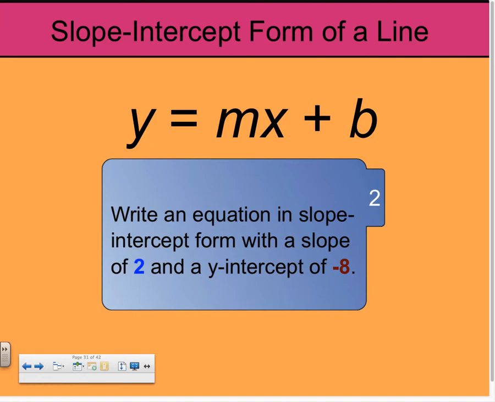It says write an equation in slope-intercept form, which is this. This is slope-intercept form. They're telling us the slope is 2 and the y-intercept is -8. Quickly come up with the equation when the slope is 2 and the y-intercept is -8. Tell your neighbor what you think the answer is.